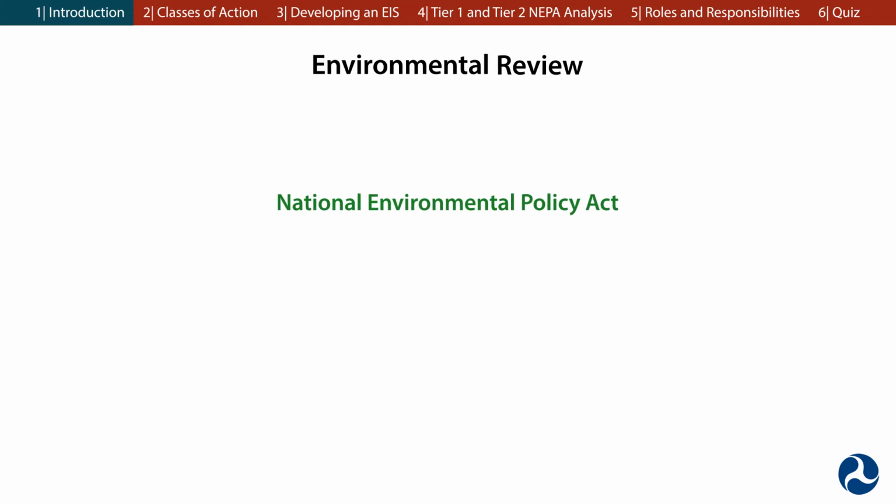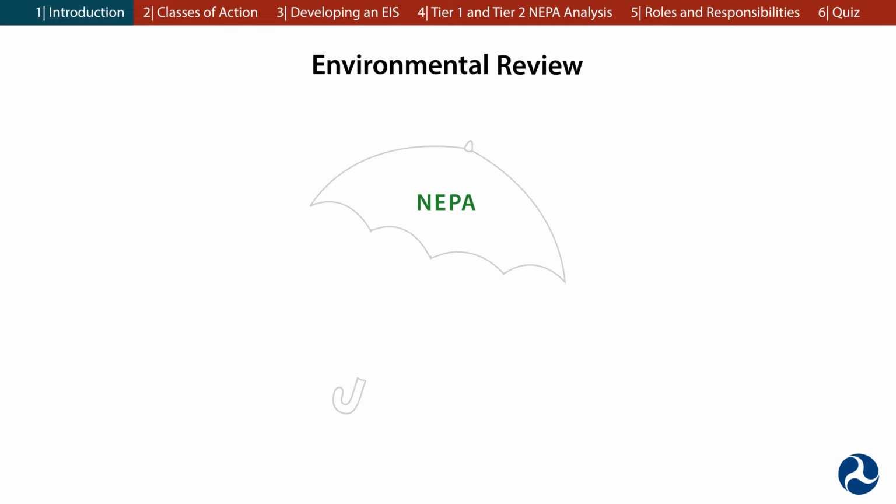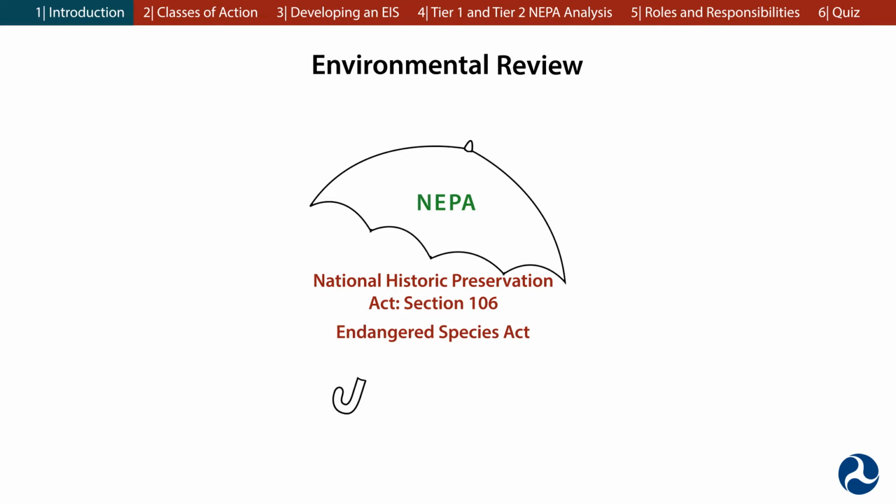From the NEPA legislation came the NEPA process, which aims to assess and clearly disclose the environmental impacts of federal actions to both decision makers and the public at large. The NEPA process works as an umbrella process under which other laws, statutes, executive orders, and other requirements are applied. This includes Section 106 of the National Historic Preservation Act, the Endangered Species Act, and environmental justice.